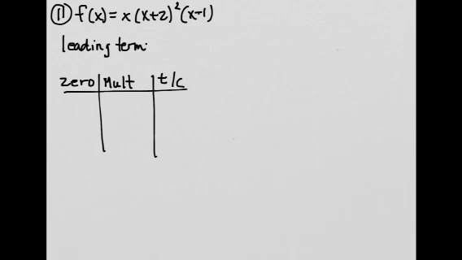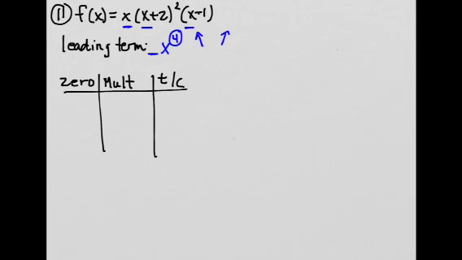Okay, number 11, the last problem. For the leading term, I've got to look at x, x squared, and x. When I multiply those three together, x, x squared, and x, I get x to the 4th. So that tells me that the end behavior is up on the left and up on the right, because the degree is even and the leading coefficient is positive, the a is positive.